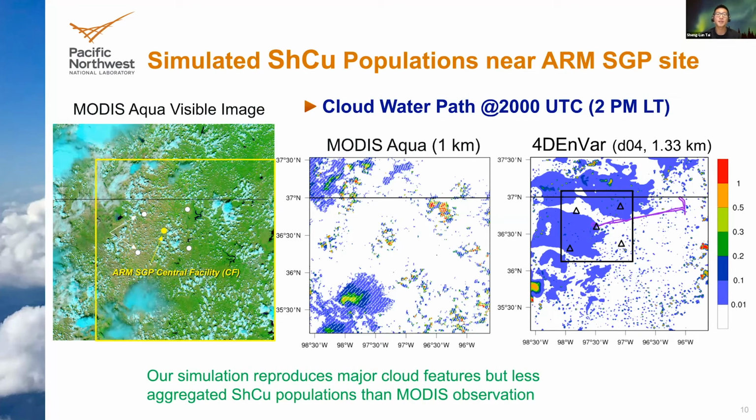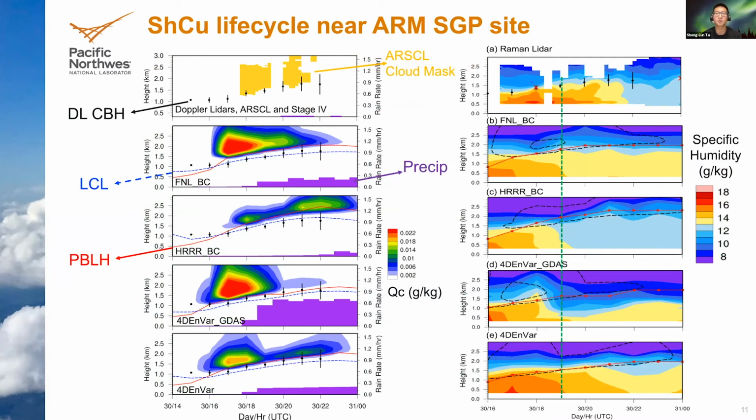But we can also see that there was less aggregated shallow cumulus population than what is observed by MODIS. And since a Doppler LiDAR network around the SGP site was deployed, we were able to evaluate the simulations within these red blocks. So for example, we particularly look at the shallow cumulus life cycle within the box.